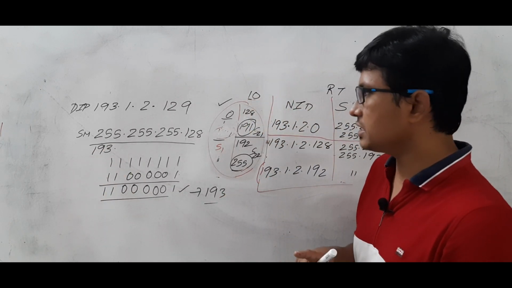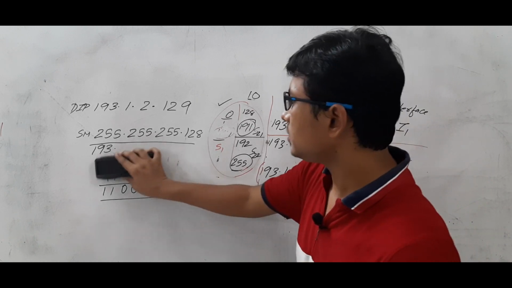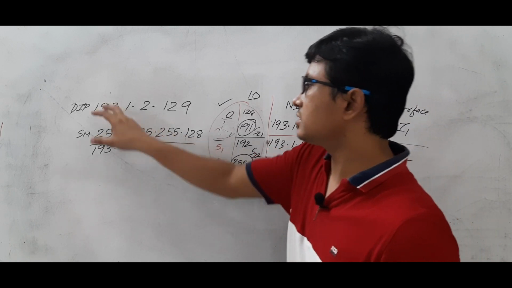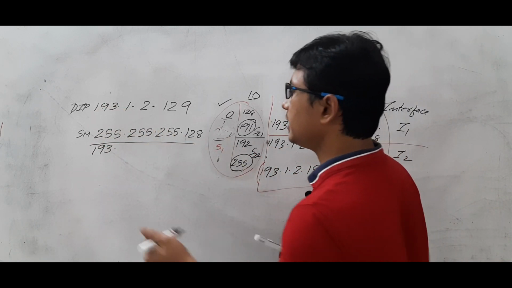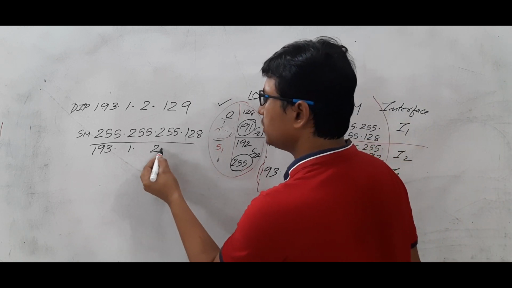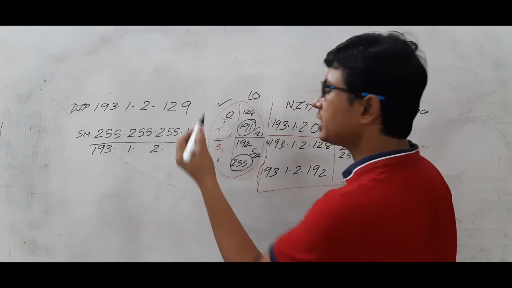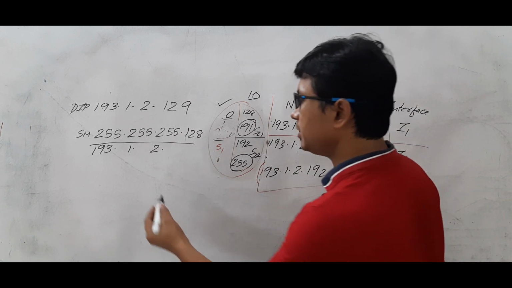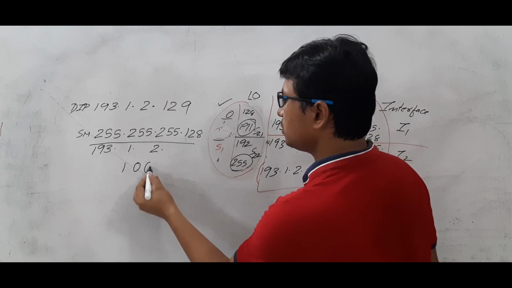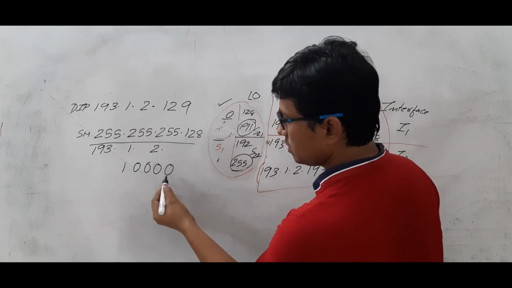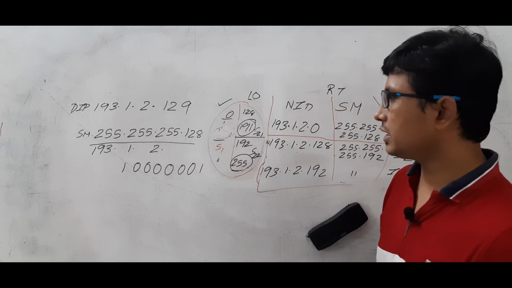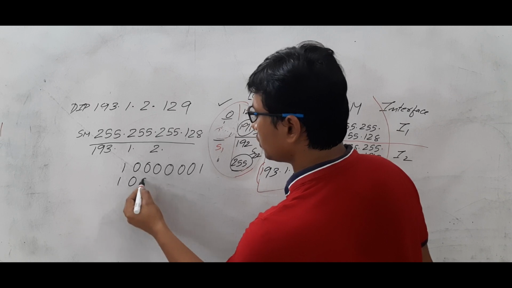What I want to say is that with 255, if you perform bitwise AND with anything, you will get the same number. Similarly, here you will get 1. If you want to verify, you can, and you will get 2 here. And then 129 and 128. If you perform bitwise AND, what will you get? 1 0 0 0 0 0 0 1, positions 1 to 8. This is 129. And you will have 128.